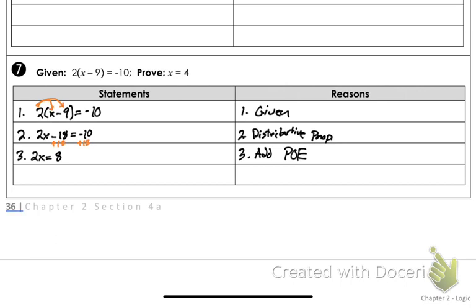Back group. Any one of you three? Sorry. Any one of you three. What do I do next? Division. We're going to use the division property of equality. We'll divide by 2. So we'll have x equals 4. That's our division property of equality.